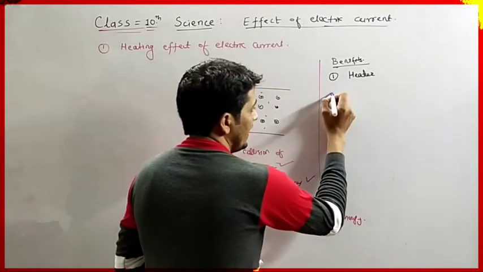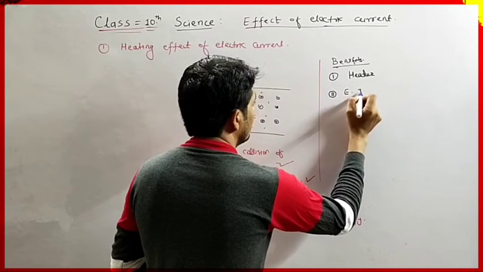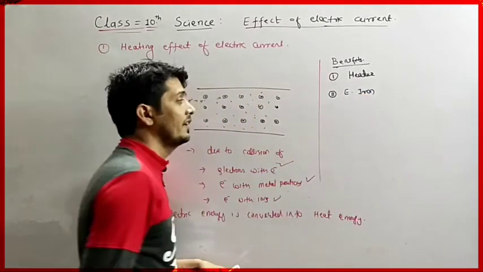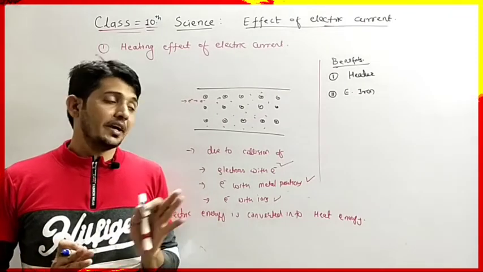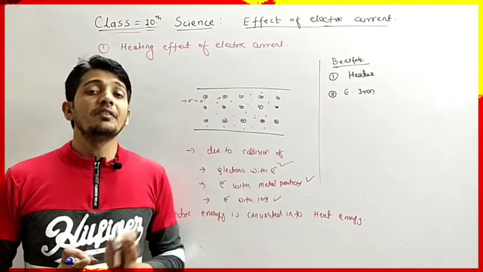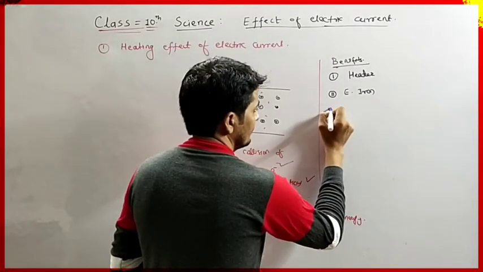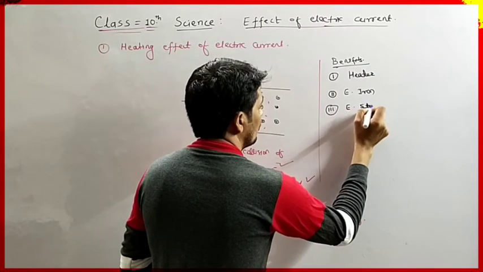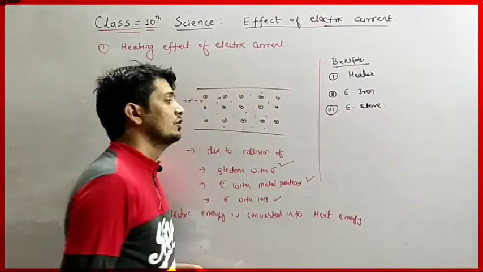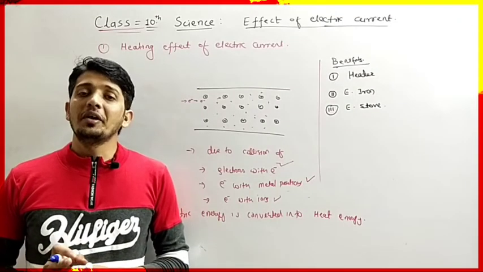Next, the next benefit is the electric iron. Like the electric iron we are using at our home, which is again one of the applications of the heating effect of electric current. Next, electronic stove. Okay, so there are different types of electronic stoves available in the market.